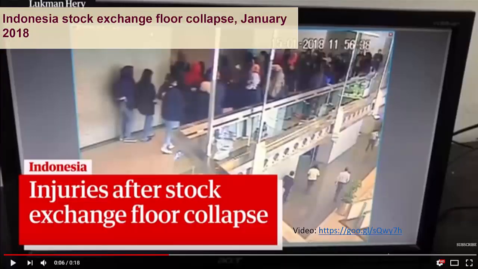Now this is another tragic collapse, and it is mainly because of the live load acting on the structure. In 2018 in Indonesia, there were some college students visiting an Indonesia stock exchange, and as you can see, the hallway is a bit crowded with the students, and because of this extreme live load condition, the hallway gave way and it fell down. And we can have a look at this video.